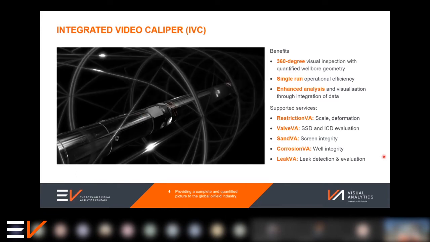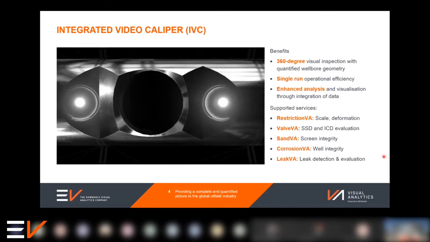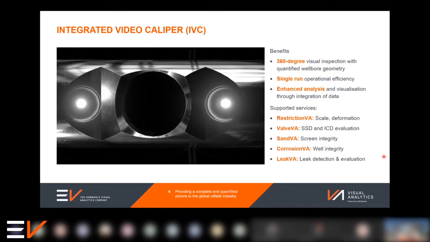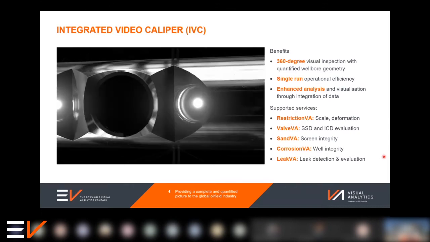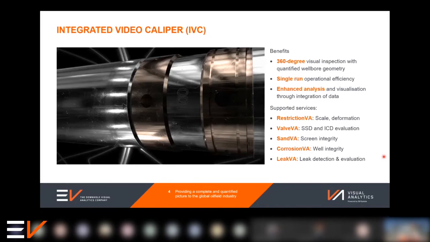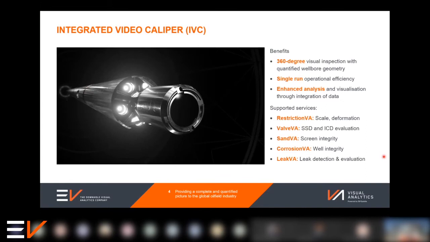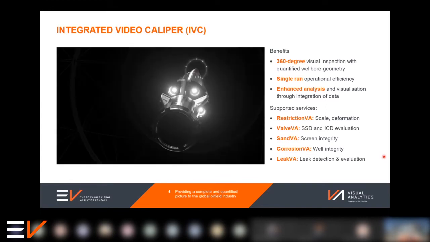So you can see it had a 24-arm caliper in this example, combined with a sideways viewing camera and a downward viewing camera, providing high frame rate, high definition images in real time. The system can be configured in memory mode, so it can run on any mode of conveyance, whether it's E-line, coil, electric tractors, or even fiber or electrically enabled coiled tubing.